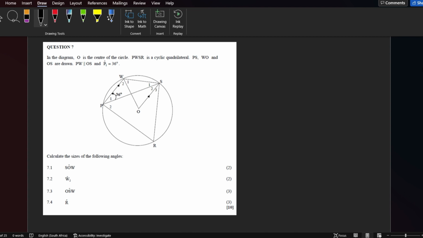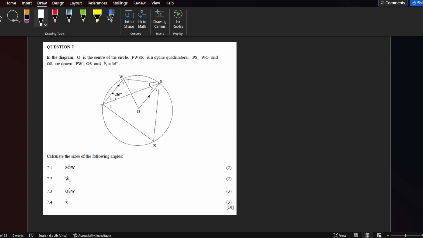So question 7 gives us a diagram with a circle and some lines, some triangles drawn in the circle, and it tells us O is the center of the circle, PWSR is a cyclic quad, PSWO and OS are lines that are drawn. They tell us PW and OS are parallel, so we should be on the lookout for fun angles, and they give us one angle to start with, and that is angle P1, which is equal to 36 degrees.